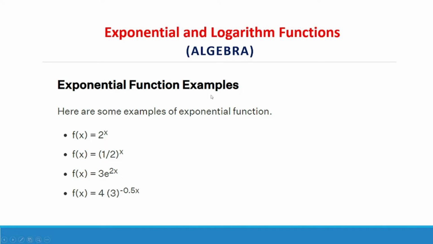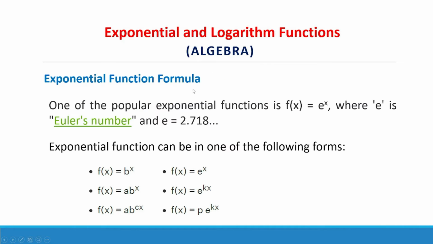And for the exponential function examples, here are some examples of exponential functions. f(x) = 2 exponent x. f(x) = (1/2) exponent x. f(x) = 3 times e exponent 2x. And f(x) = 4 times 3 exponent negative 0.5x. So these are examples of an exponential function.